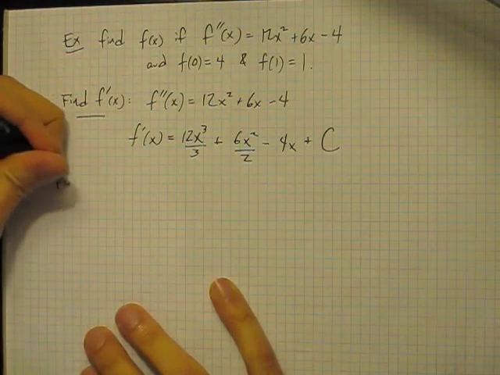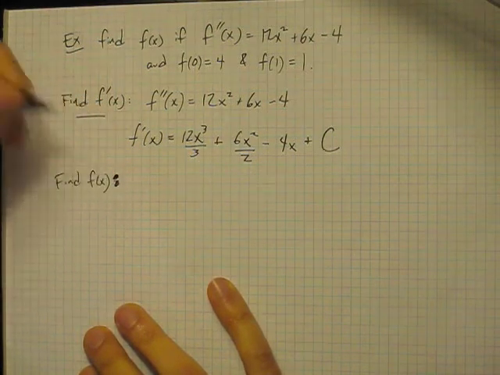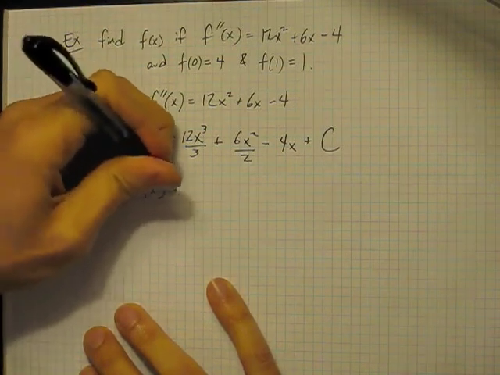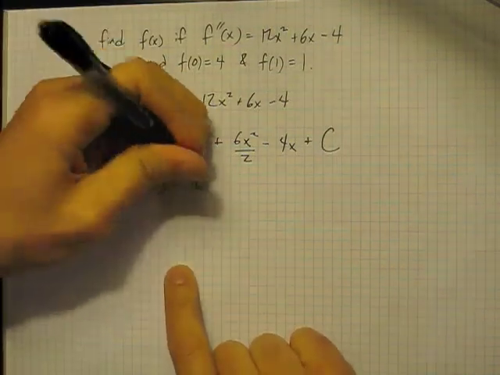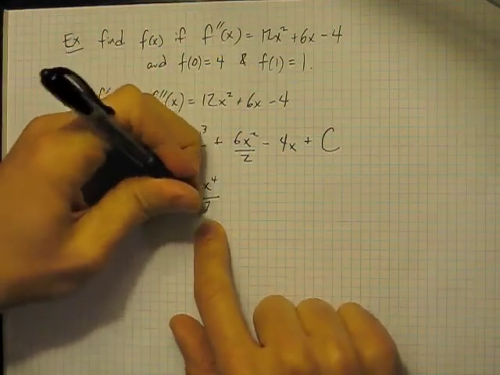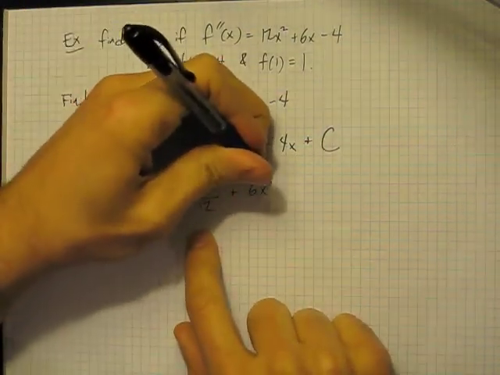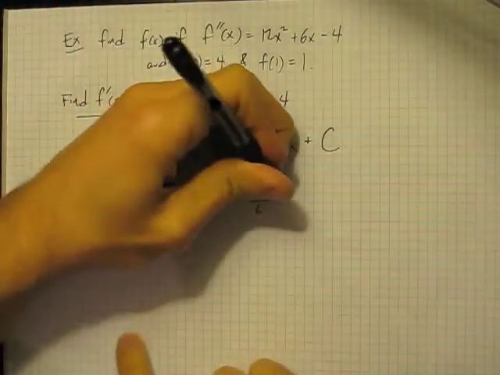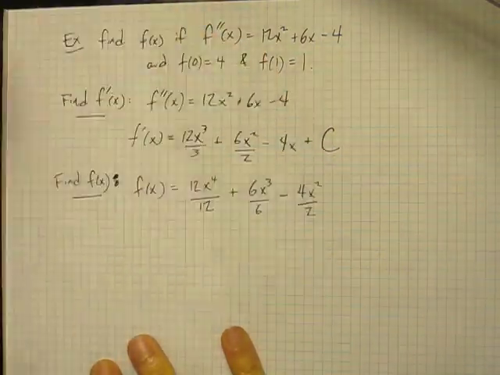Now, find f. And we're going to use this information, okay? So f is equal to, let's see, so if we raise this power by 1, we get 12x to the 4th. Divide by the 4, so 3 times 4 will be 12. And then plus, okay, we're going to raise this power by 1. And then divide by the new power, so 2 times 3 will be 6. And then we're going to raise this power by 1. Divide by the new power, okay?